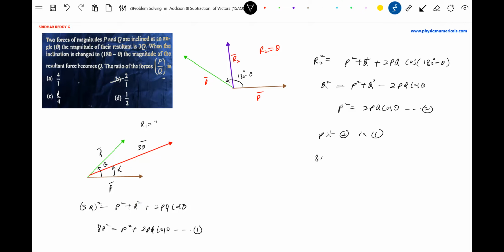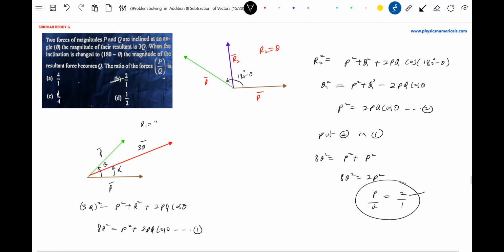Now 8Q square equals P square plus 2PQ cos theta, which you can write as P square, so 8Q square equals 2P square. So P by Q is equal to 2 by 1. I had to be alert in maths. Okay, no problem. This will be our option.